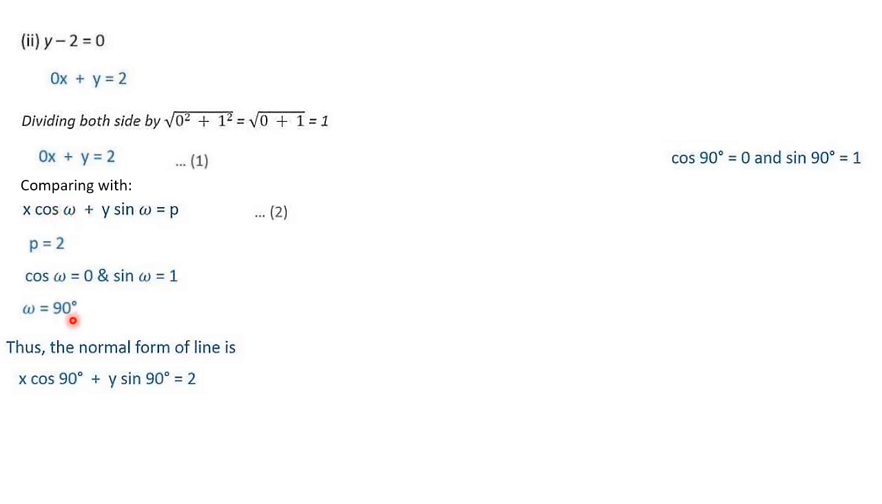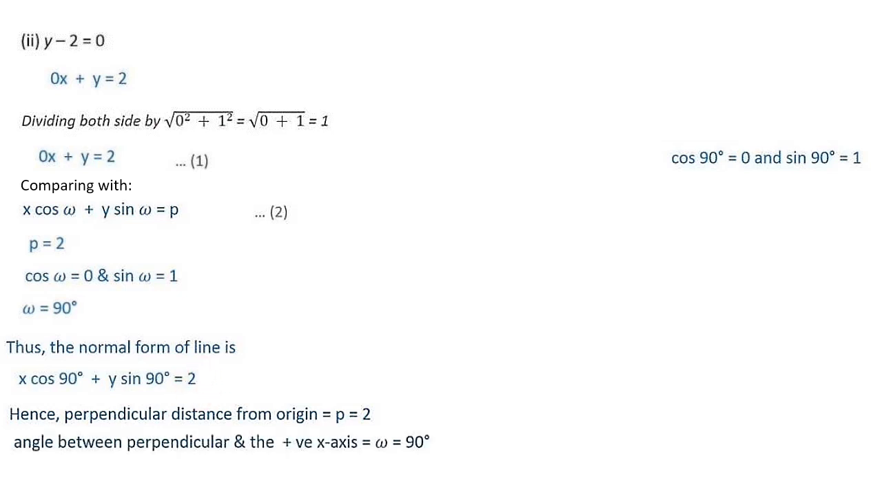So here omega value we have to substitute. Omega value is 90 degree. So x cos 90 plus y sin 90 equal to p. P we have already calculated and kept, that is equal to 2. So the perpendicular distance is 2. Next, the angle which the perpendicular makes with the positive direction of the x-axis, that is 90 degree.